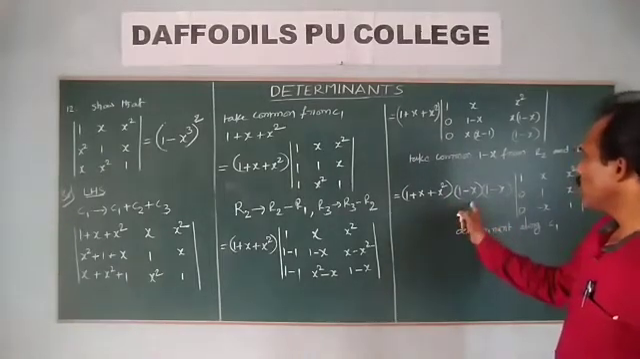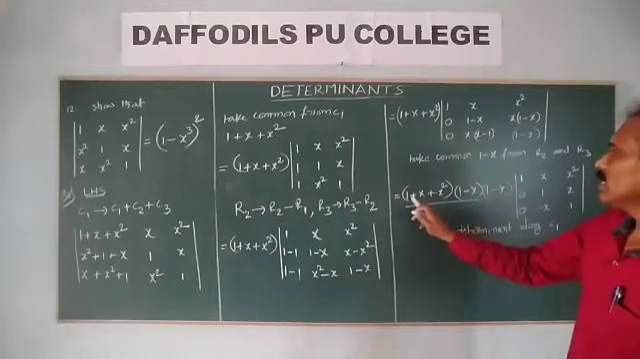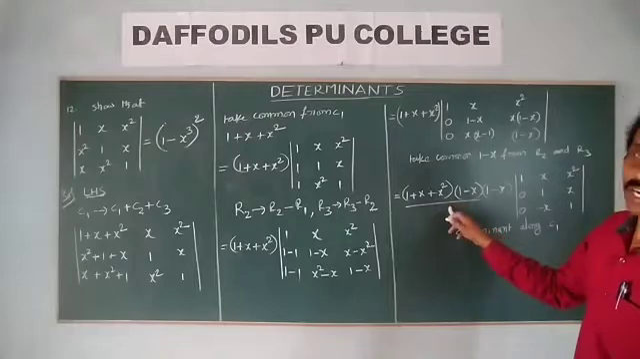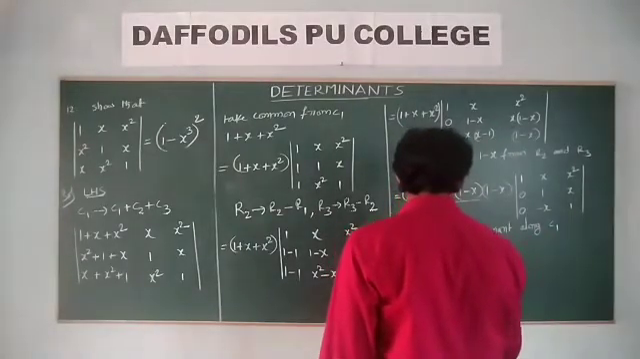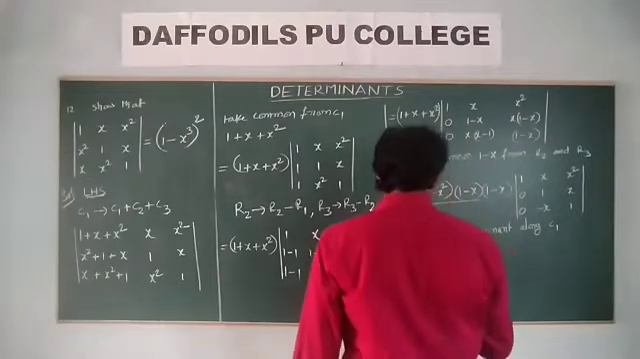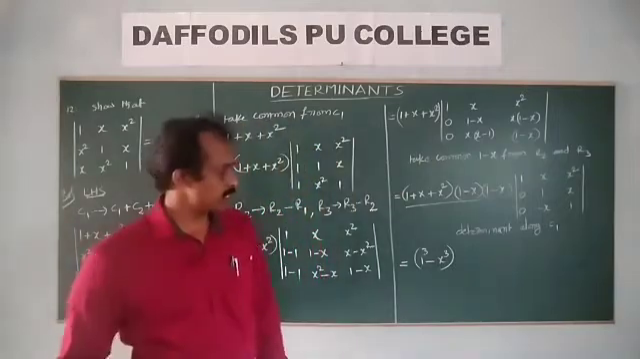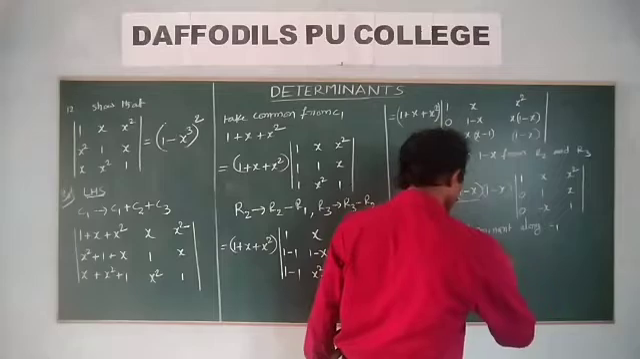So this set is one set, a minus b into a square plus b square plus ab. This value is equal to a cube minus b cube. So this value is equal to a cube minus b cube. 1 cube means 1 power. So first we write 1 cube minus x cube. Remaining term is 1 minus x. So, right.